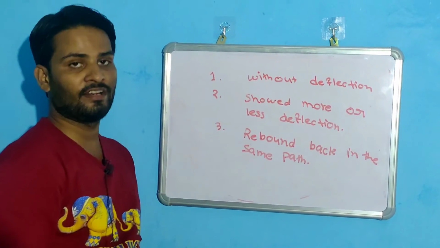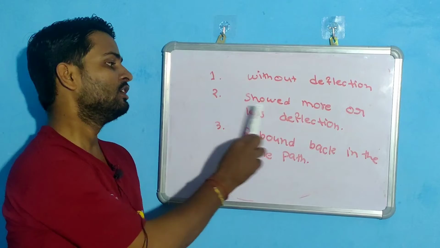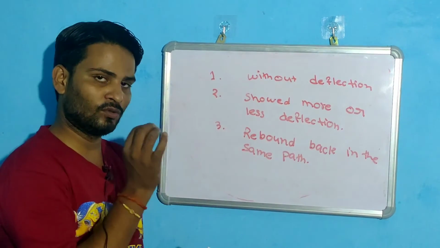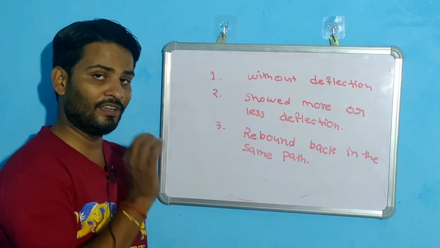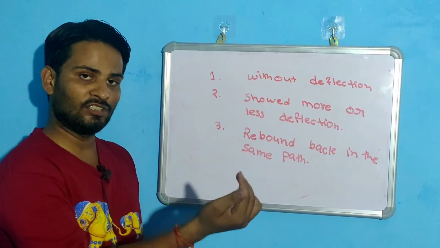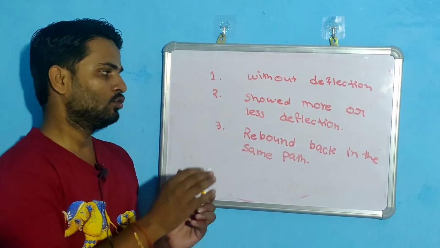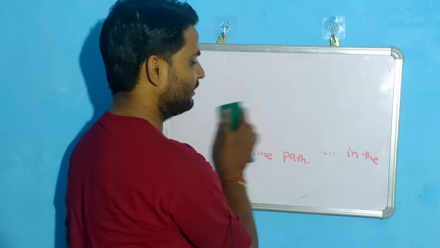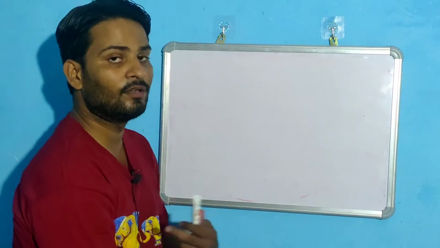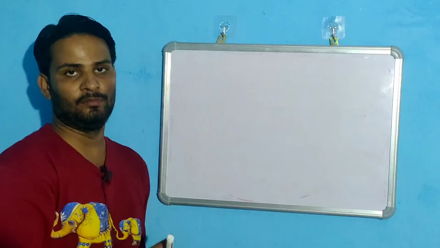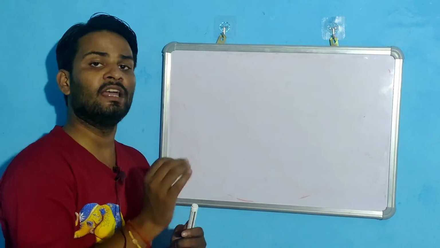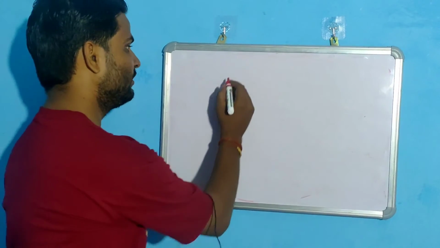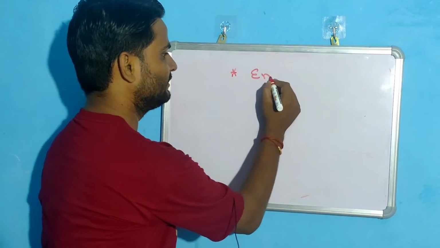So the three observations made by Rutherford were that most of the alpha rays passed through the gold foil without any deflection, some of the alpha particles showed more or less deflection, and there is a particular place inside an atom where the alpha rays rebounded back in the same path. On this basis, he said that most of the place inside an atom is empty, because most of the rays passed without any deflection.